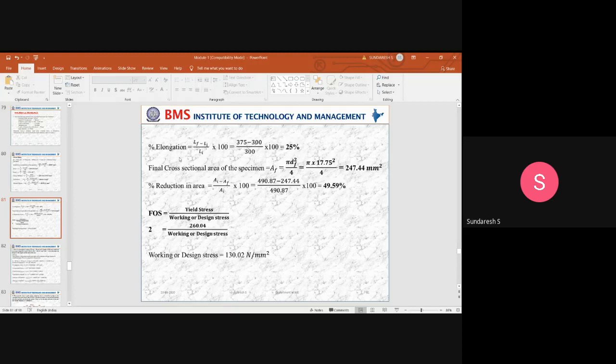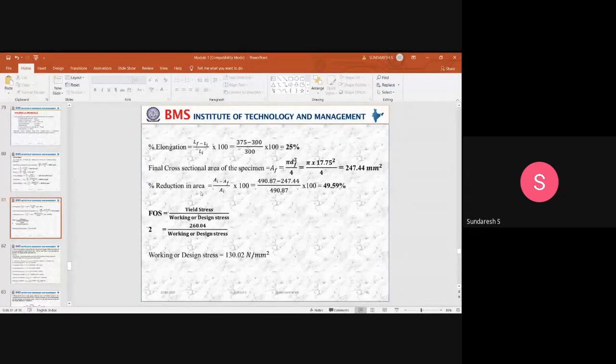To get the percentage reduction in area, we need to get the final area. The final cross-sectional area of the specimen, AF, is equal to pi times df squared by 4, where df is the neck diameter they have given. It is pi times 17.75 squared divided by 4, so you are going to get 247.44 millimeters square. This is the final cross-sectional area of the specimen. Once you get this value, now you can calculate the percentage reduction in area.